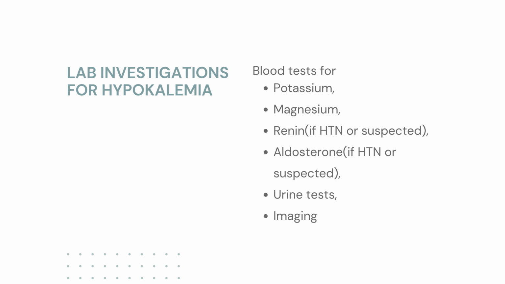Typical blood tests include potassium level and magnesium level. Renin and aldosterone levels are typically checked in a patient with hypokalemia with hypertension, or if we are suspecting a clinical disorder. For urine tests, we look at urinary potassium and urinary creatinine, and imaging in the appropriate clinical setting.